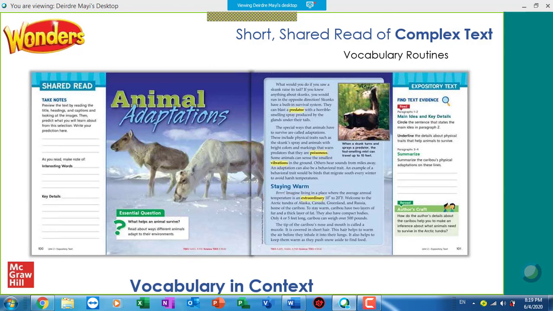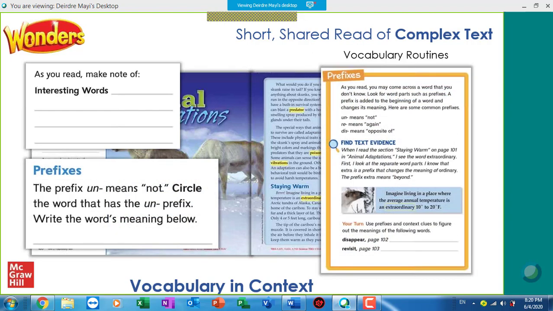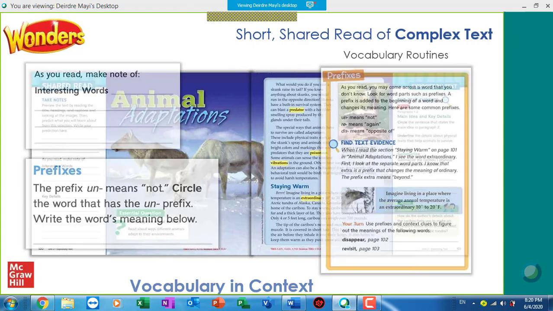Now, as students continue through the Reading Writing Companion, I want you to note that students are able to make marginal notes inside of the Reading Writing Companion. As my students get ready to read Animal Adaptations for the first time, I ask them to make notes of interesting words. I want them to notice vocabulary that they will experience within the story. All of the vocabulary will be taught through context.